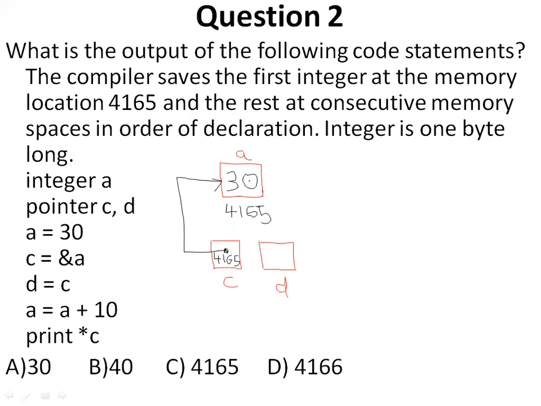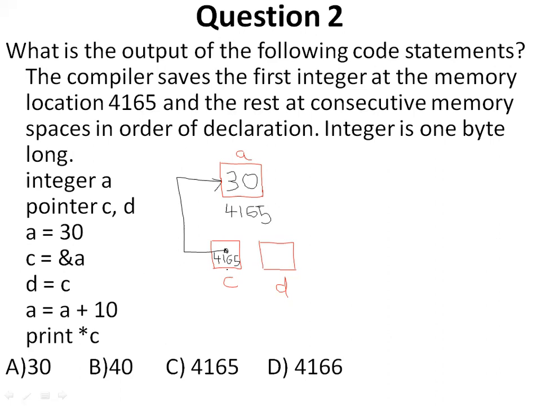C is now pointing to A. Then say D is equal to C. Please remember, C means whenever we say A, the value present in the box is accessed. Yes or no? Similarly here, even though C is a pointer, whenever we say C, the value present in this box will be accessed. That value will be assigned to D.